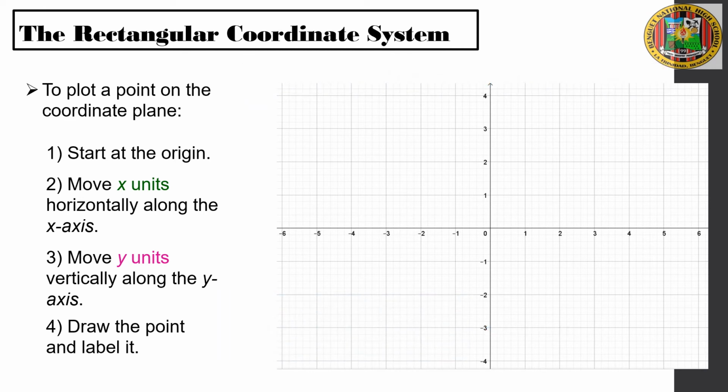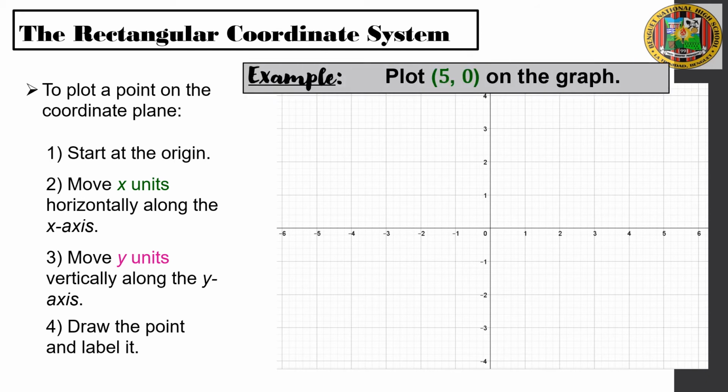Compare this next example to the previous example. Let's plot 5, 0 on the coordinate plane. We start at the origin, then move 5 units to the right along the x-axis because our abscissa is +5. But because our ordinate is 0, that means we stop at 5 on the x-axis and draw the point there to represent the location of point 5, 0 on the graph.